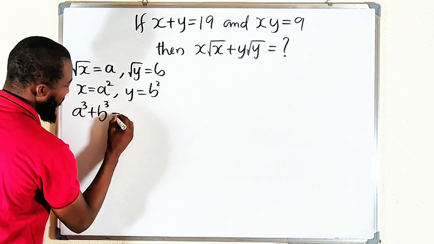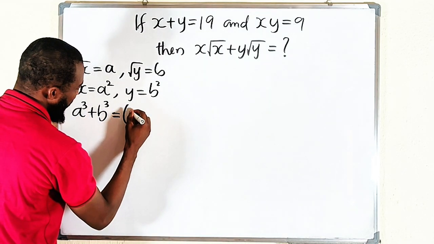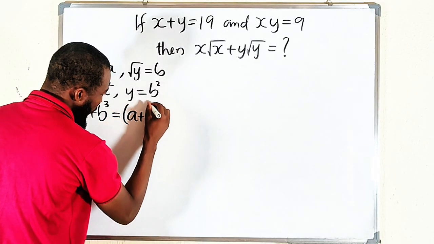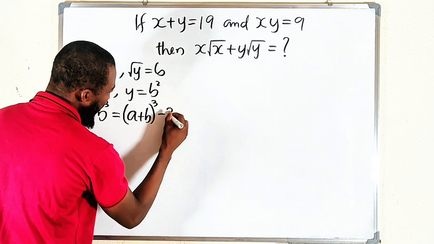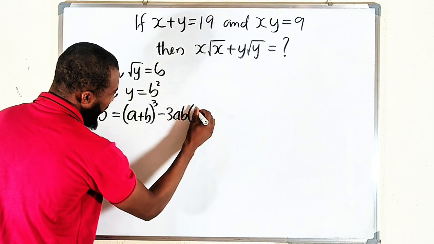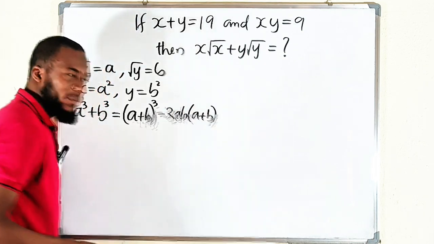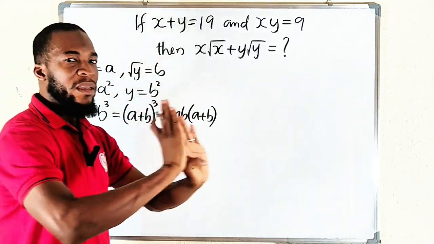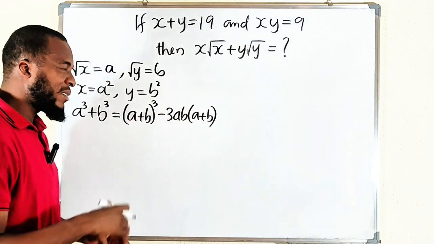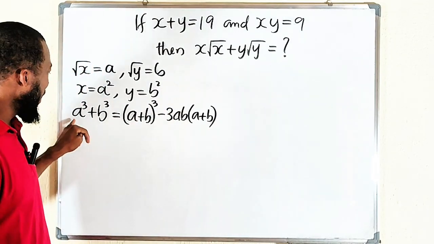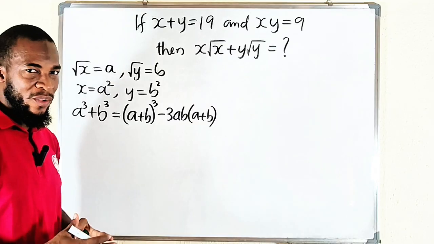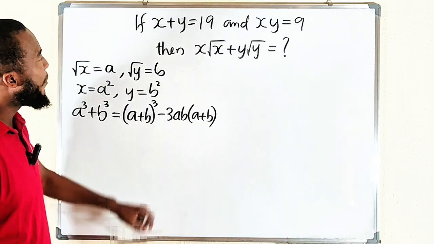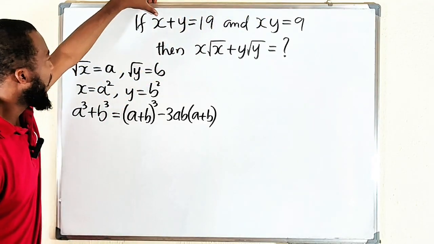But let me simplify this. Remember, a cubed plus b cubed is the same thing as (a plus b) to the power of 3, take away 3 times a times b multiplied by (a plus b). If you want to get this, you can take a plus b, raise it to the power of 3, then expand the terms. In the terms, you must get a cubed plus b cubed. Just make a cubed plus b cubed the subject, and you must get this.